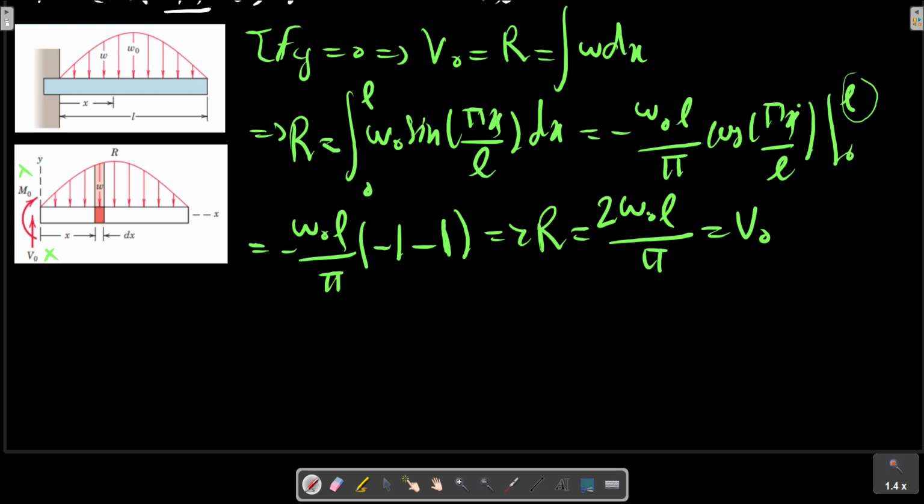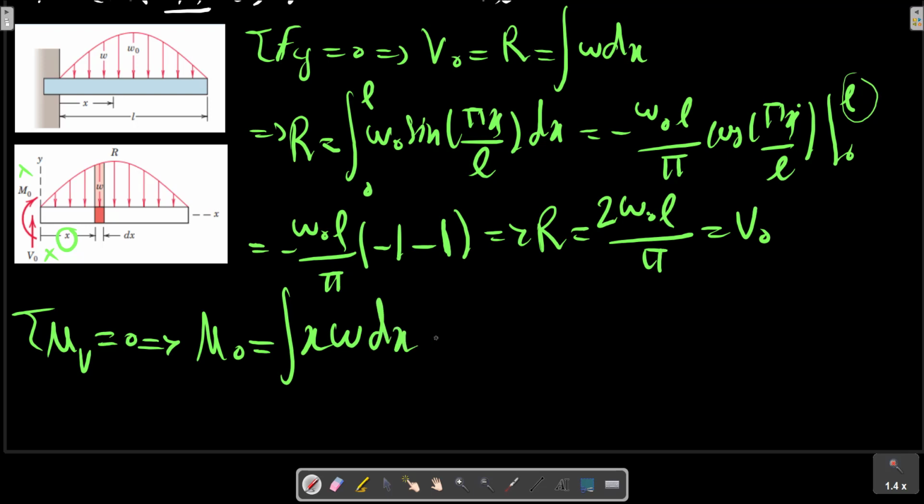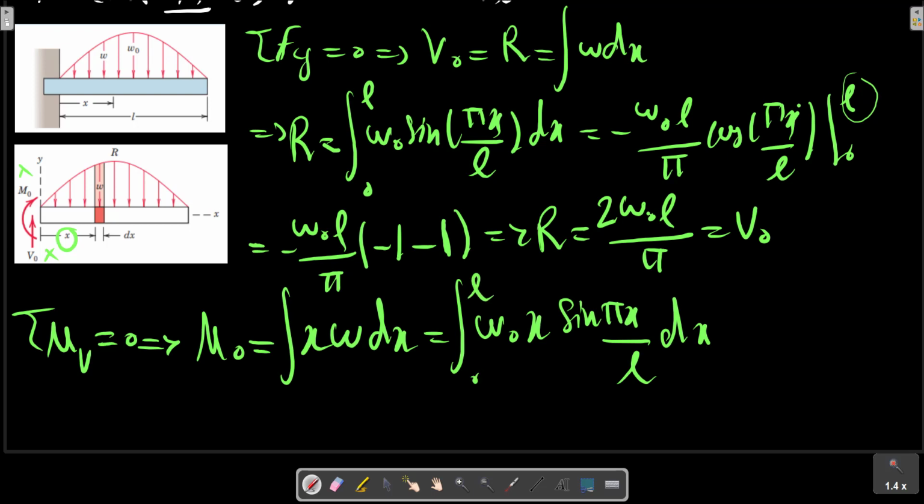The reaction force at the support. Sigma M equals 0, M0 equals the integration of x multiplied by omega dx, which is omega 0 x sin(pi x on L) dx from 0 to L. We can write it in here.